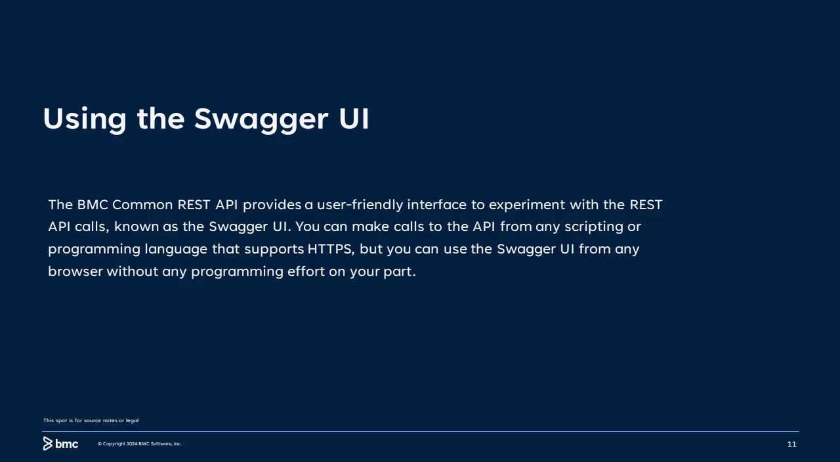Today, we're going to discuss using the Swagger UI to access the Common REST API. The BMC Common REST API provides a user-friendly interface to experiment with the REST API calls, known as the Swagger UI. You can make calls to the API from any scripting or programming language that supports HTTPS, but you can also use the Swagger UI from any browser without any programming effort on your part. Please note that Swagger is for development and exploration purposes only, not to be used for production.